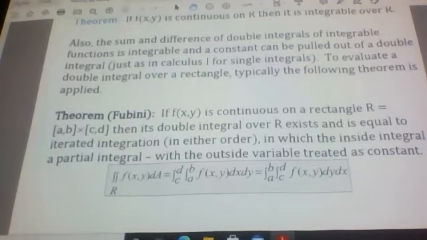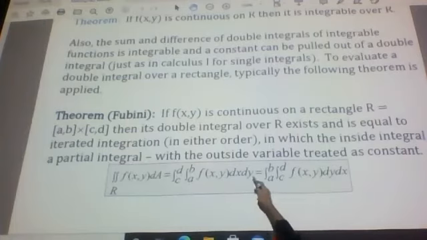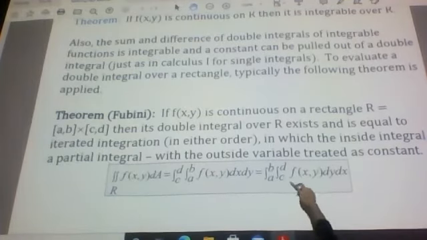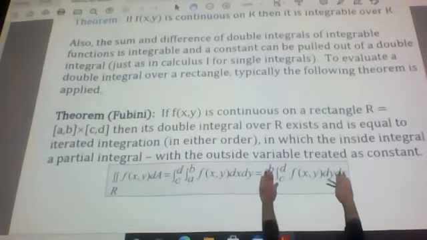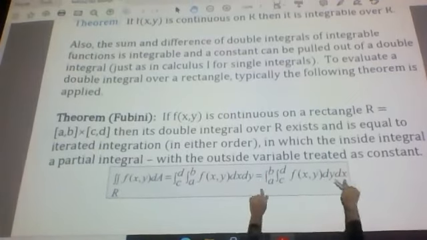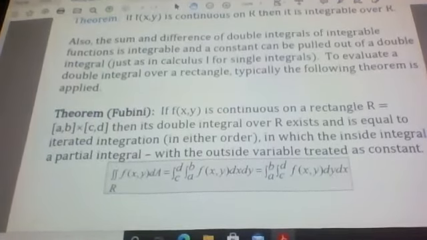And Fubini's theorem says, furthermore, for these continuous functions, you can do it in either order. You can integrate with respect to y on the outside, x on the inside, or x on the outside, y on the inside. Do this one first, treating x as a constant, and then do an ordinary calculus 1 integral, a function of x, in the second one.